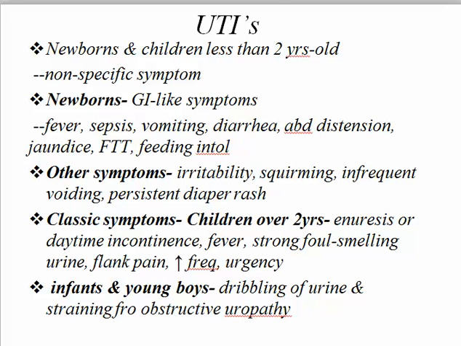Other symptoms would be irritability. Maybe they're squirming, they have infrequent voiding, or they have a persistent diaper rash. Some classic symptoms for children over 2 years of age would be enuresis or daytime incontinence, fever, strong smelling urine, flank pain, and increased urinary frequency.